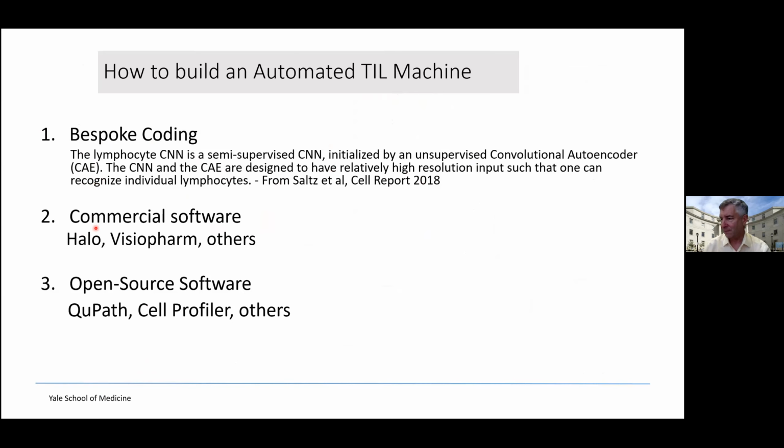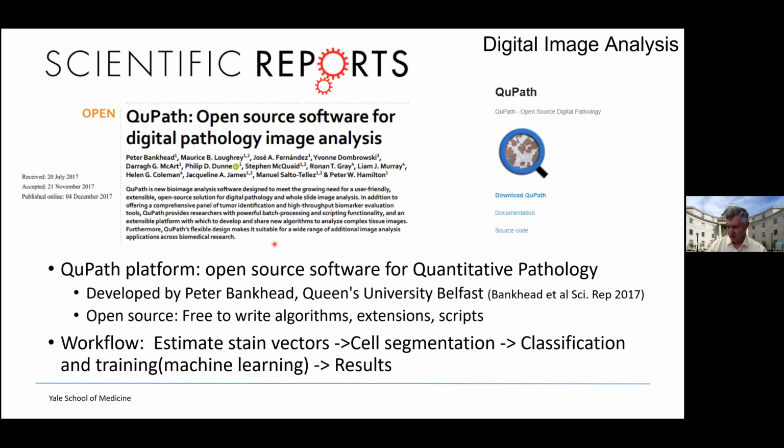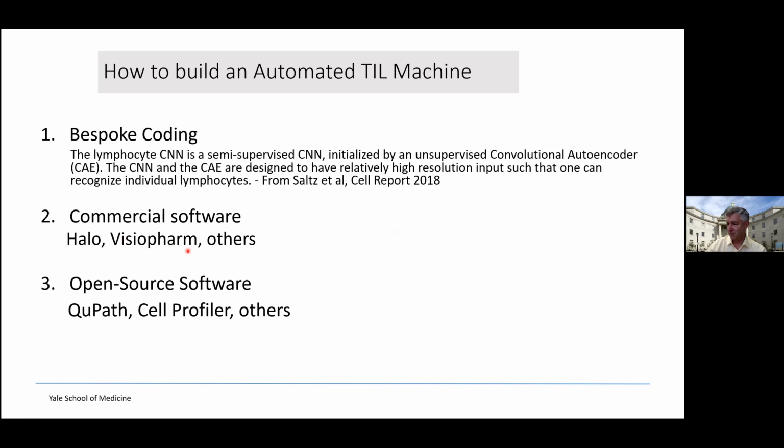There is commercial software like Halo and Visiopharm and others that can do this. And that might be how this rolls out, that some commercial company sponsors a way to do machine TILs. Or we could use open source software, and then we can sponsor ourselves. And this is what I've been trying to do, introduced to my lab by your resident, Balazs Acs.